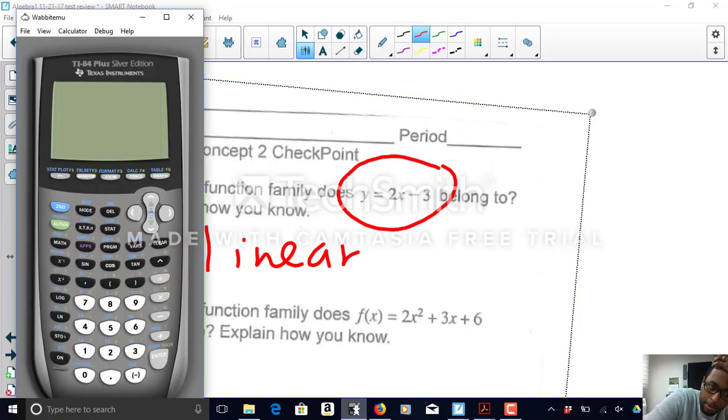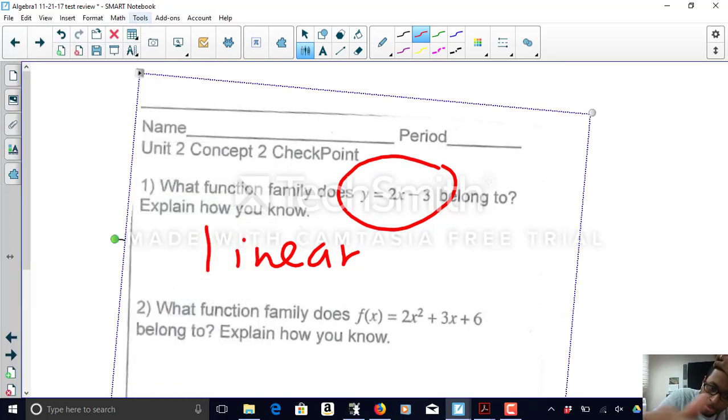So I'm going to go to my calculator. I'm going to turn it on. I'm going to press y equals. And I'm going to type in 2x. In this case, it says -1. I'll change that 1 to a 3. And I'm going to click graph. And it's a linear function. Okay? Meaning that it's a function. It passes the vertical line test and it's linear.